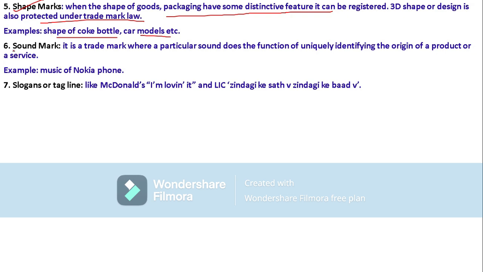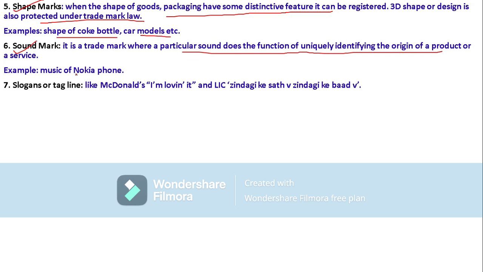Another one is sound mark. It is a trademark where a particular sound does the function of uniquely identifying the origin of a product. The distinctive feature of a shape mark is the shape of the product, either material-wise or design-wise. In the case of sound, the function is uniquely identifying that product with a particular sound.